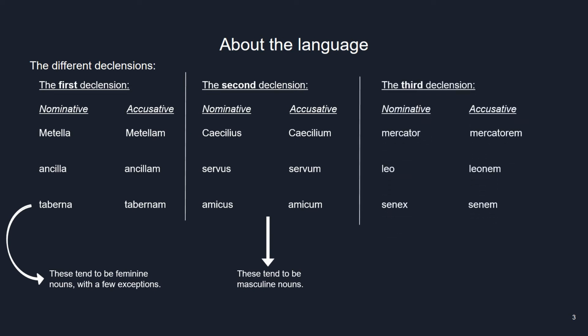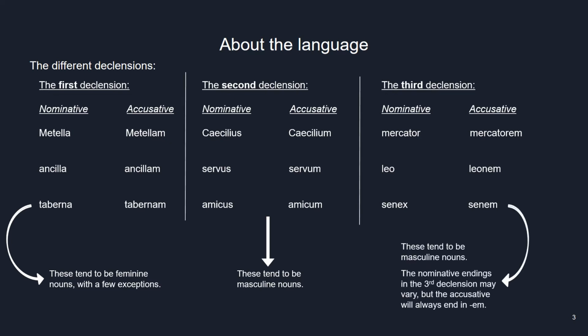Now here we have the third declension. Mercator goes to Mercatorem, Leo goes to Leonem, and Senex goes to Senem. They also tend to be masculine nouns, but you can see that they don't follow quite the same distinct pattern. The nominative endings may vary, such as Mercator, Leo, and Senex, but the accusative endings do follow a pattern. They all end in M.